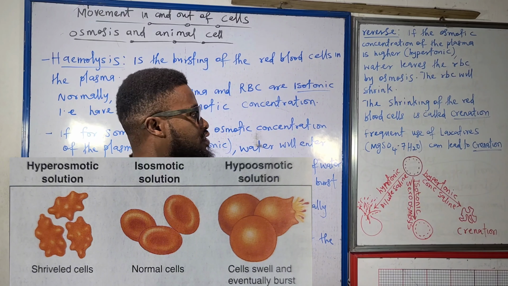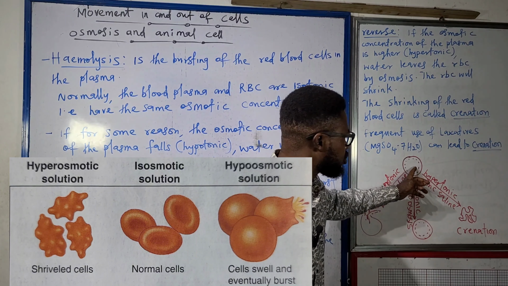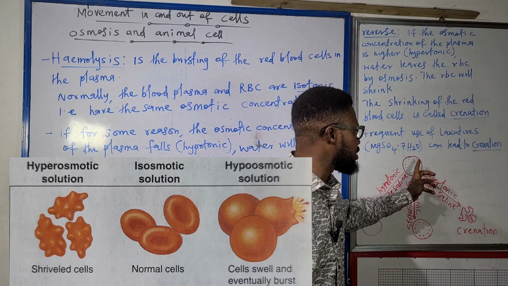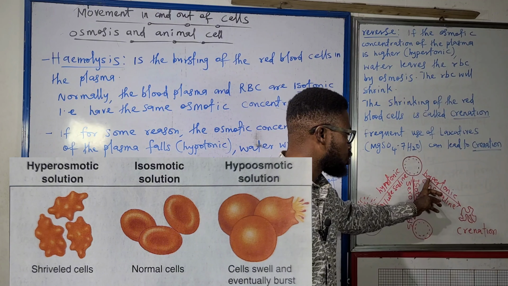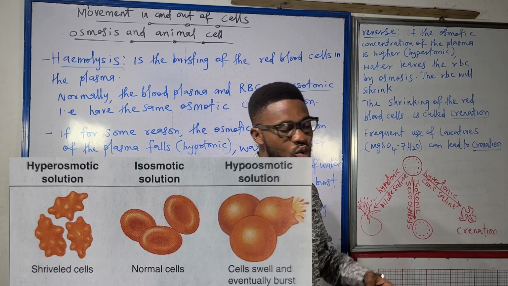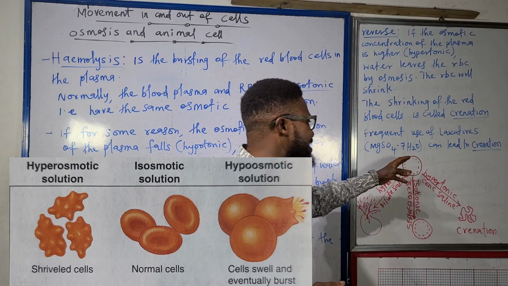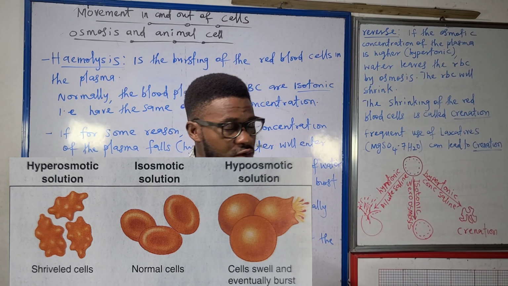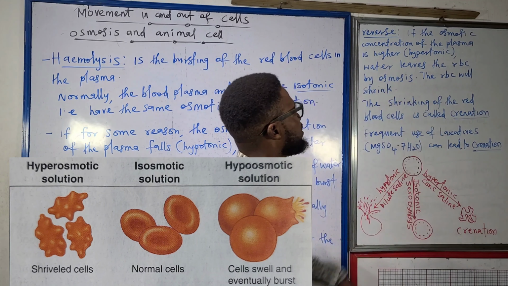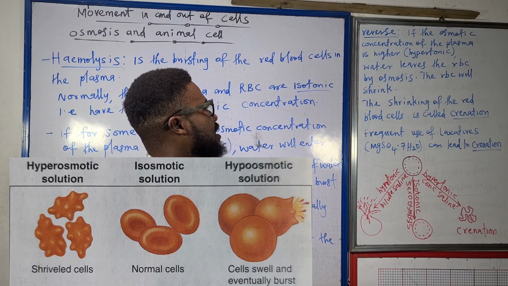So the implication of this is that water immediately begins to move from the inside of the cell into the surrounding solution. You can see the hypertonic solution, concentrated saline. So as water is being drawn out of the cell, the red blood cell here is going to shrink, is going to shrivel. Look at it. If the osmotic concentration of the plasma is higher, that's hypertonic, water leaves the red blood cell by osmosis. The red blood cells will shrink.